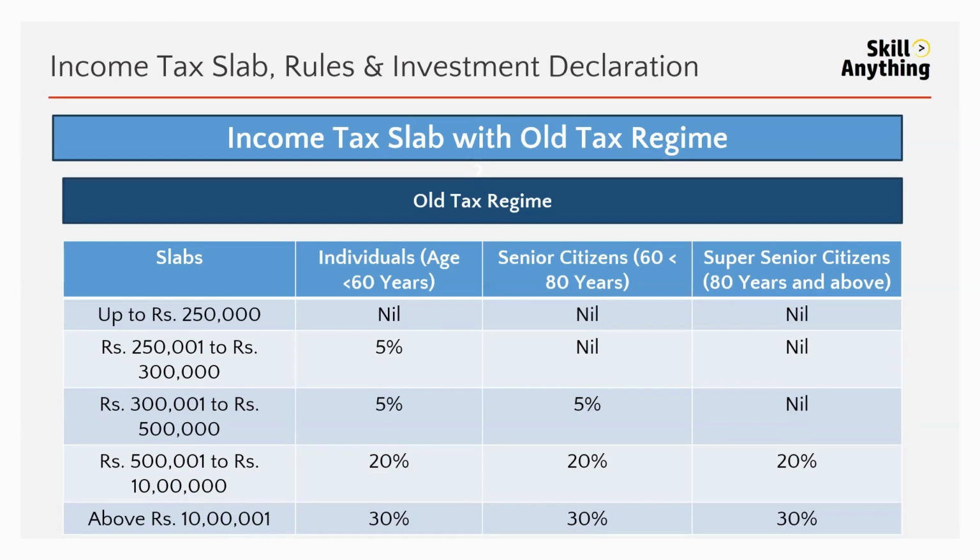Slabs more than 3 lakh to 5 lakh: individual is 5%, senior citizen is 5%, and super senior citizen is nil. If more than 5 lakh to 10 lakh, then individual is 20%, senior citizen 20%, and super senior citizen is also 20%. And above 10 lakh, individual is 30%, senior citizen is also 30%, and super senior citizen is also 30%.